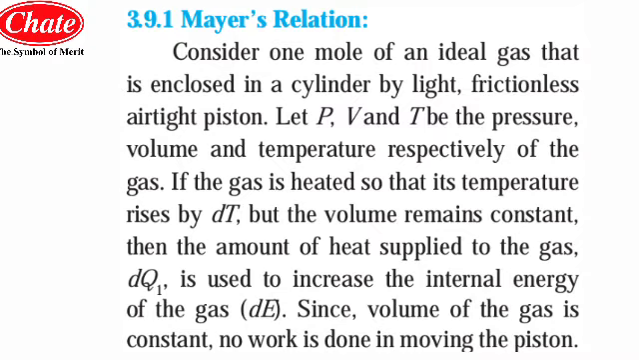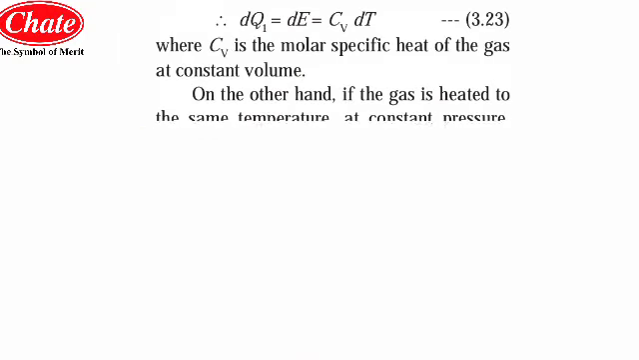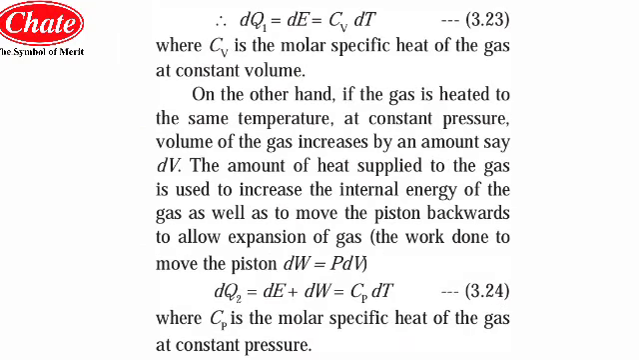Now since the volume of the gas is constant, no work is done in moving the piston. As we have already learned in thermodynamics, if the volume is not changing with the adding or removal of heat, then there will be no movement of the piston. So no work will be done by the system or over the system. So dQ1, the amount of heat added to the gas enclosed in the cylinder, is equal to dE, the increase in internal energy, which is equal to Cv into dT.